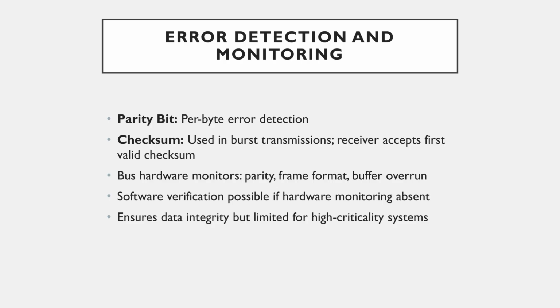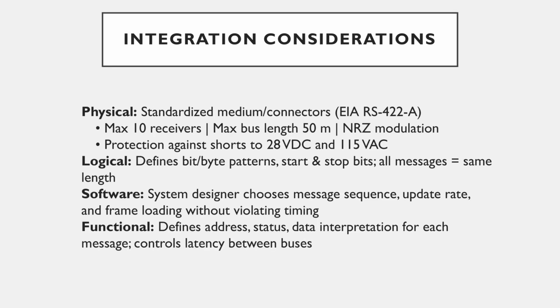Parity is used for each byte, while burst transmissions include an additional checksum. Receivers store the first valid block with correct checksum. Hardware monitors parity errors, frame errors, and overruns, while software may apply additional checks for safety-critical functions.